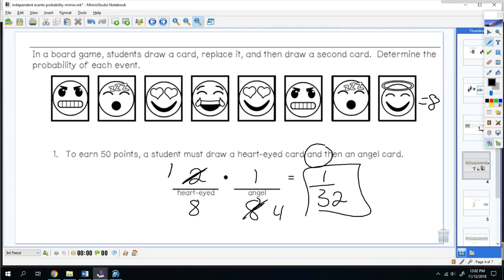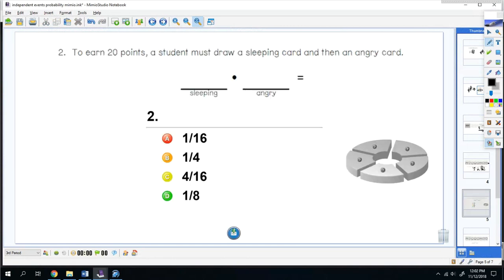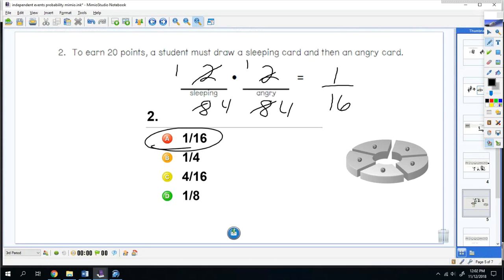So now you try one. Pause the video and attempt this problem. A student must draw a sleeping card, then an angry card. Well, there's still 8 cards. The sleeping cards, there's 2 of them. And an angry card, there's 2 of them as well. So they can be simplified. This can be 1/4, 1/4. So 1 times 1 is 1, and 4 times 4 is 16. So the answer would be 1/16.